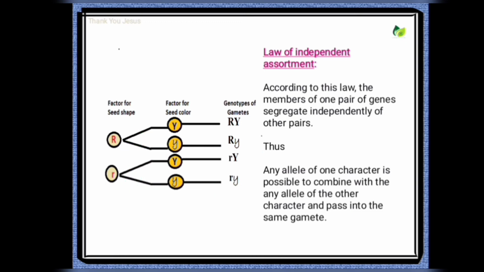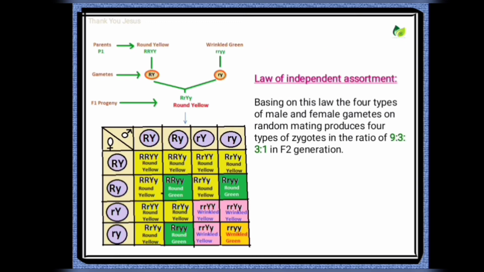So let's see. Basing on this law, 4 types of male and female gametes. Here Mendel did the selfing. That's why 4 male gametes and 4 female gametes from the same plant are going to fuse. Based on this law, 4 types of male and female gametes on random mating produce 4 types of zygotes, or 4 types of combinations will be obtained in the F2 generation.